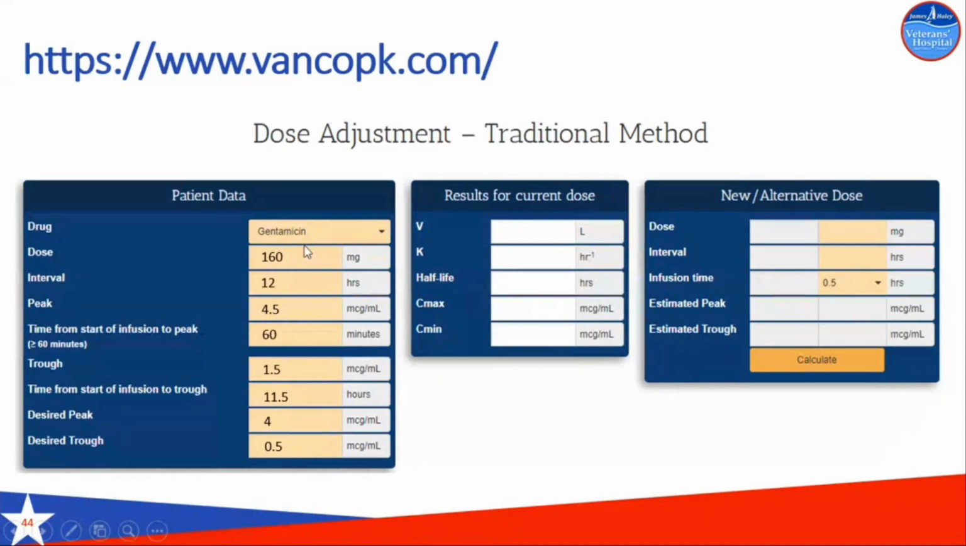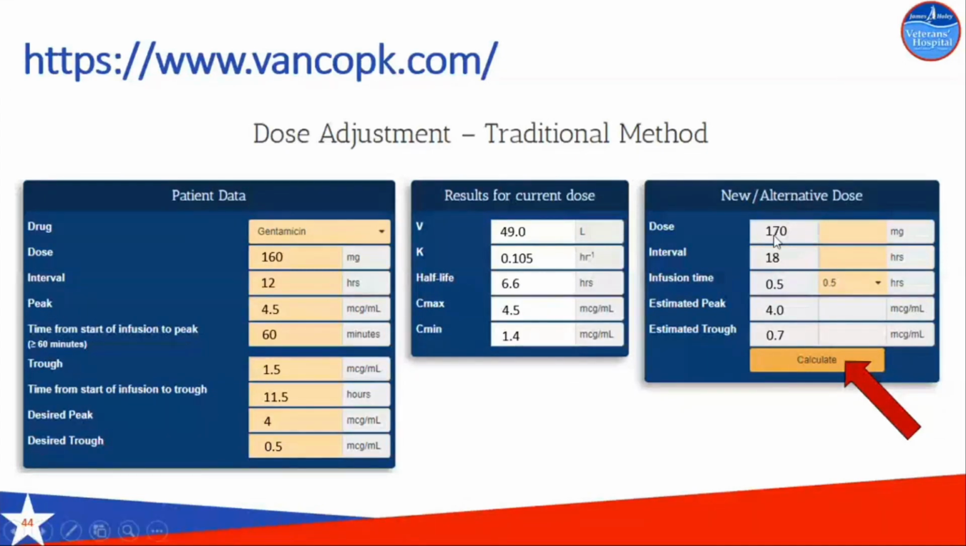But essentially what you can do under the patient data side is input all of the data: their dose, their peak, when the peak was drawn, the trough, and when the trough was drawn. And you can just hit calculate. And it's going to calculate all their pharmacokinetic parameters in the middle for you. And it's going to spit out another dose for you.